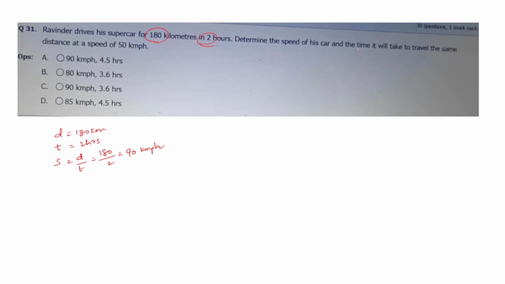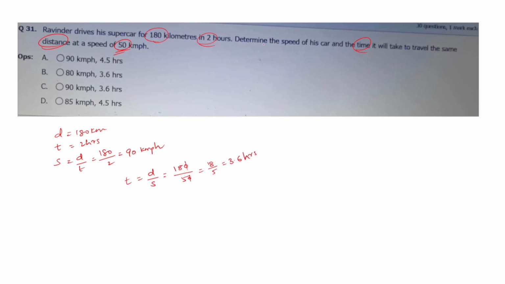Then we need to calculate the time for the same distance at a speed of 50 kilometers per hour. So we need to calculate the time now. The formula will be distance by speed. Here in the question they said the same distance, so the distance is 180 kilometers by the speed given, 50 kilometers per hour. The 0 will be cancelled and here we have 18 by 5. After calculating this we get the answer 3.6. So the time is 3.6 hours.